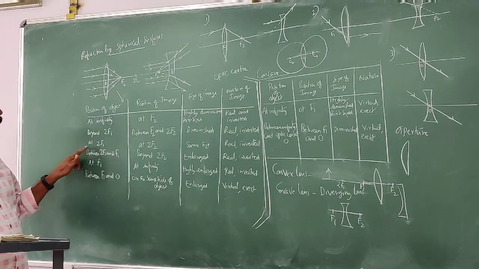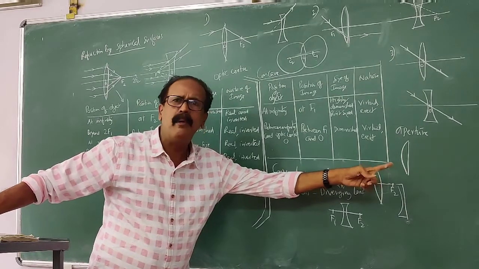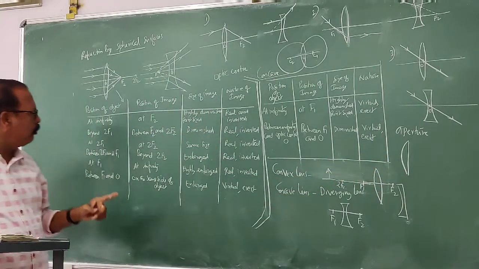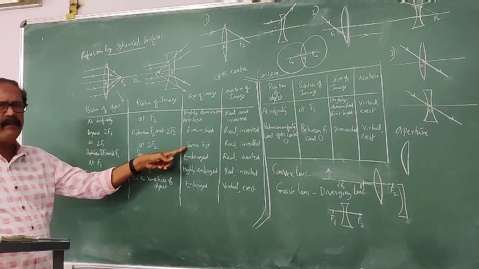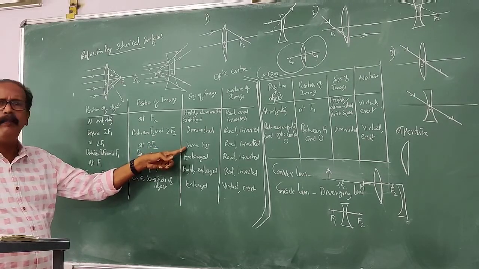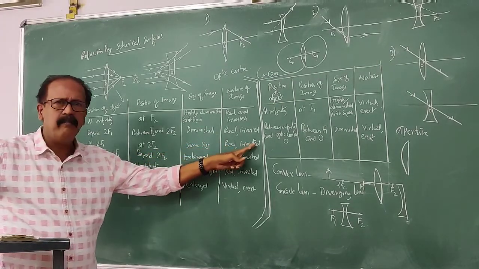Next, when the object is at 2f1 on this side, the image is formed at 2f2 on the other side. The size of the image will be the same size, real and inverted.